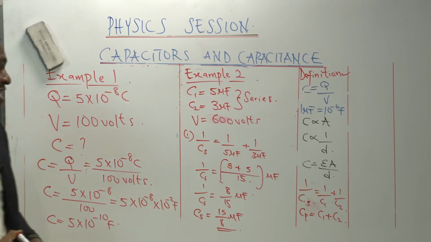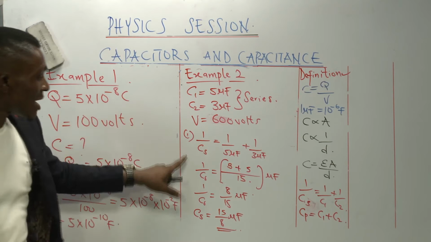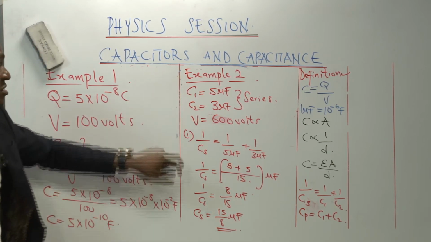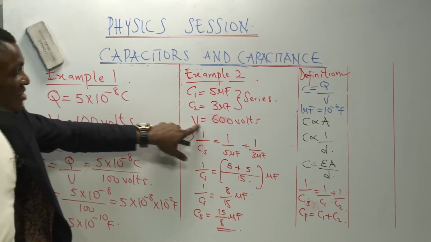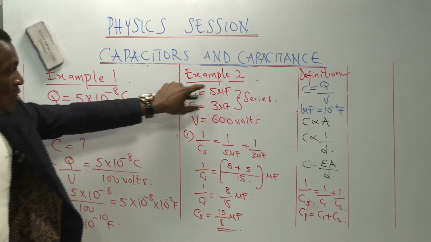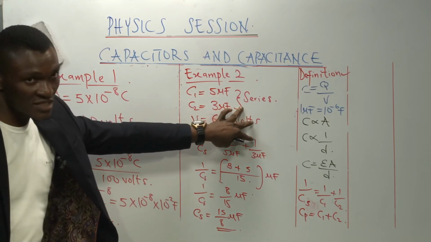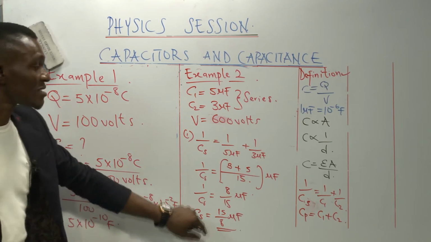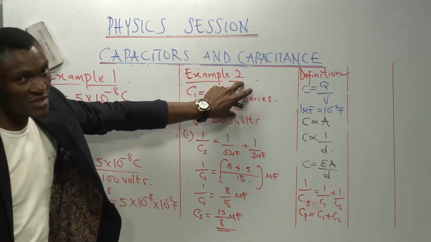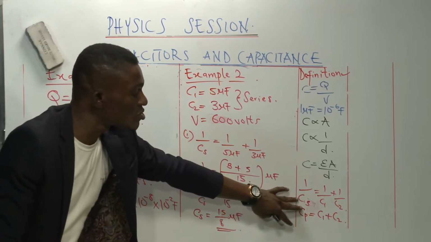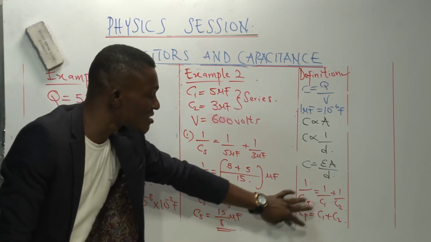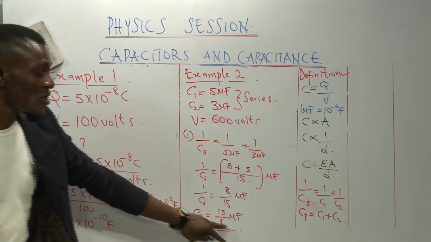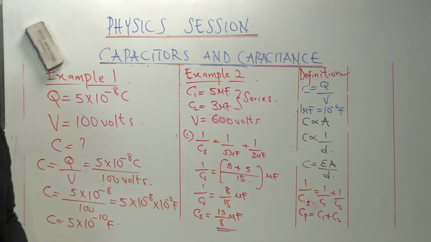The first question says we should calculate the equivalent capacitance. Let me just go over that question again. We were given two capacitors, C1 and C2. We were given a voltage supply across them. We were also told that the two capacitors are connected in series. So the first question said we should calculate our equivalent capacitance. Since both of them are connected in series, all we need to do is to use our formula here. That's 1 over Cs is equal to 1 over C1 plus 1 over C2. And that's what we did here. And we got 15 over 8 microfarad.